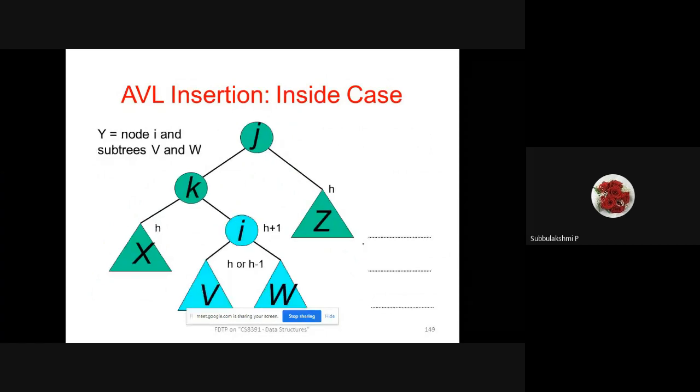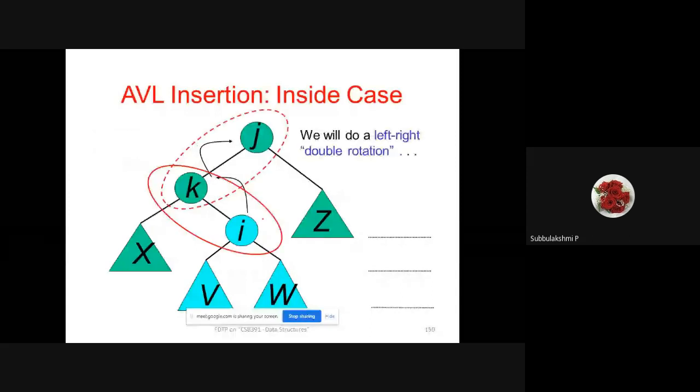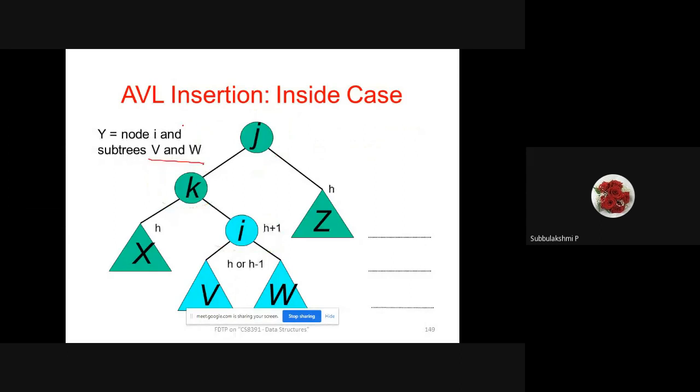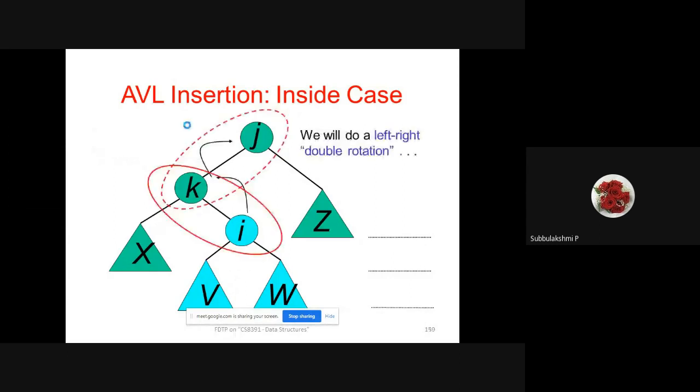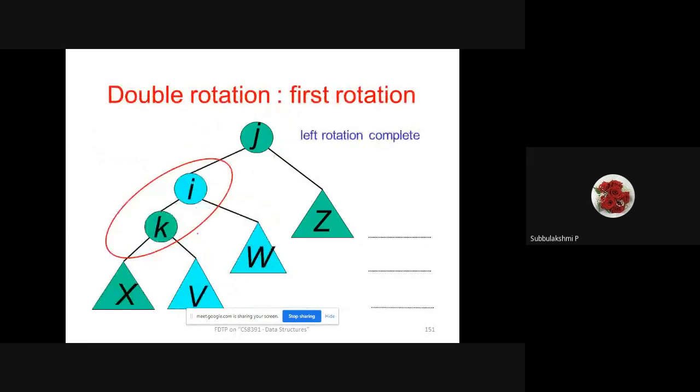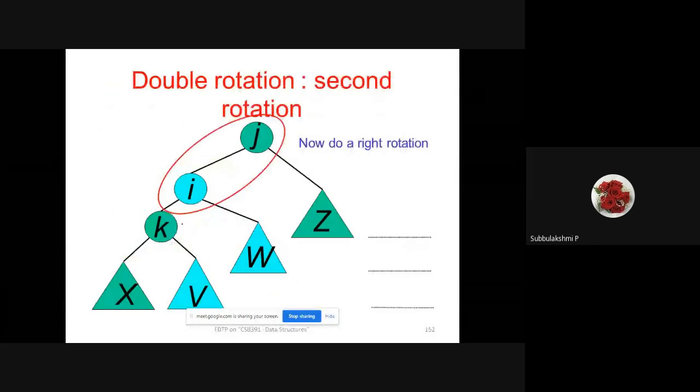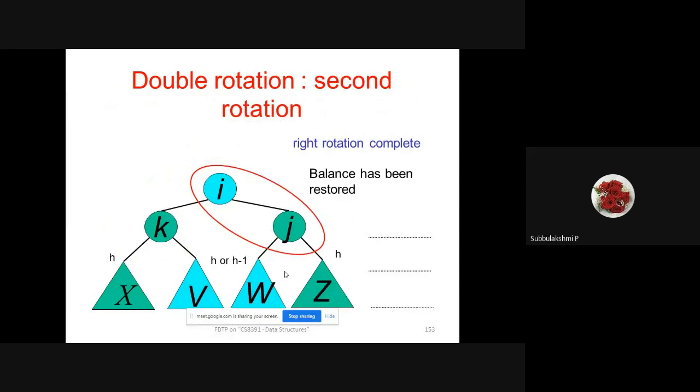And yeah, so node I and subtrees V and W. Okay, so Y node will have, and if I want to insert it, again, a left side double rotation, because a single rotation is not enough. You have to insert I with respect to V and W. So that's the reason they are doing this double rotation: the first rotation, and then the second rotation. And finally, a final right rotation completes the balance.